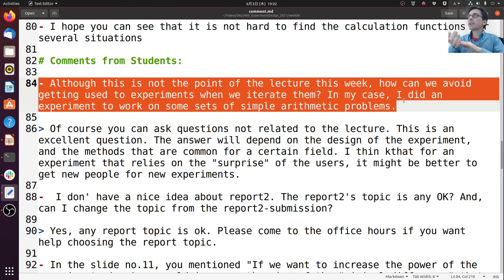Also, in psychological research, there is this concept of priming that is very important when you ask people to do experiments for you. And if you're interested in this sort of question, you might want to study a little bit about priming.